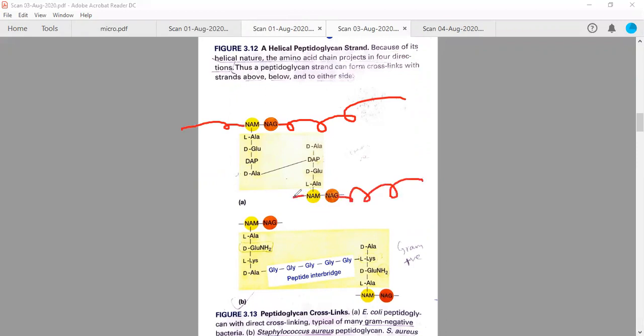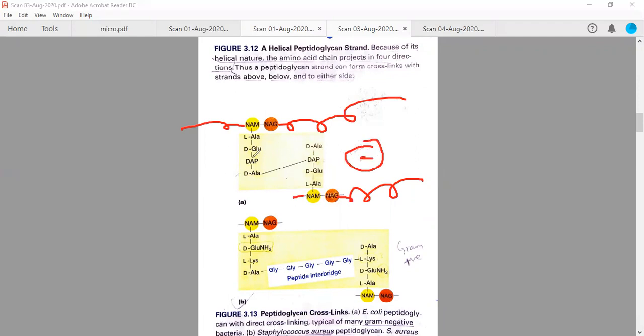Similarly, it is growing in both the directions. Now these two chains, and suppose there are hundreds of chains which make these cross links, this is called the transpeptidation step. This step is very important for the rigidity of the cell wall, for the structural maintenance of the cell wall. So first of all we are talking about gram negative bacteria.